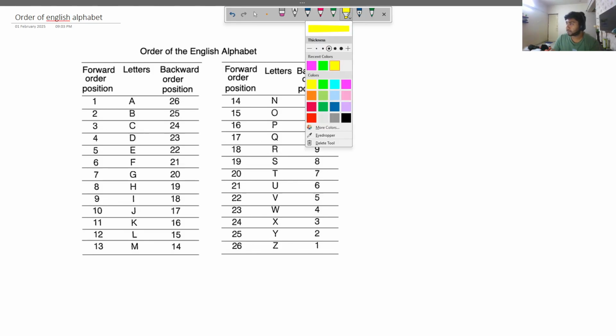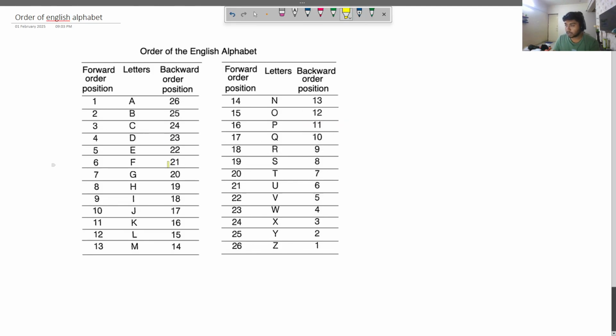For example, what I do to remember is EJOT, EJOTY. Why? Because E is the fifth letter, J is the 10th letter, O is the 15th letter, T is the 20th letter, and Y is the 25th letter from forward. This is from forward.